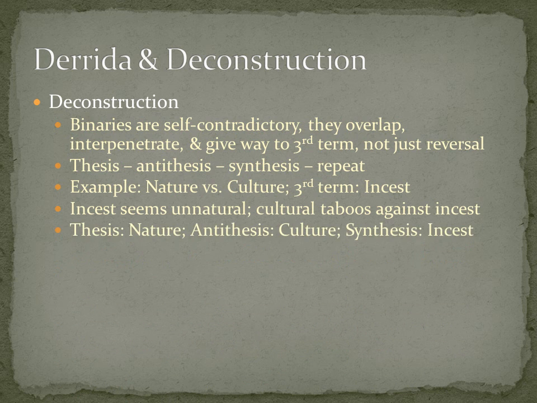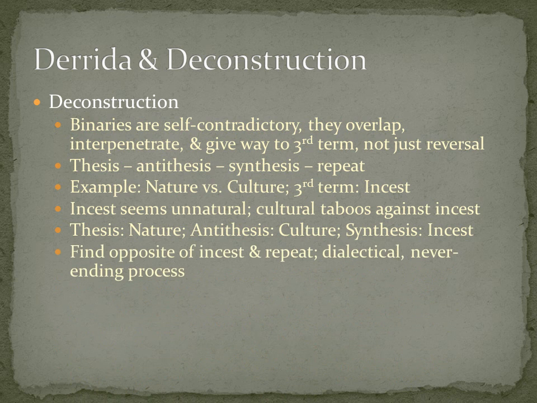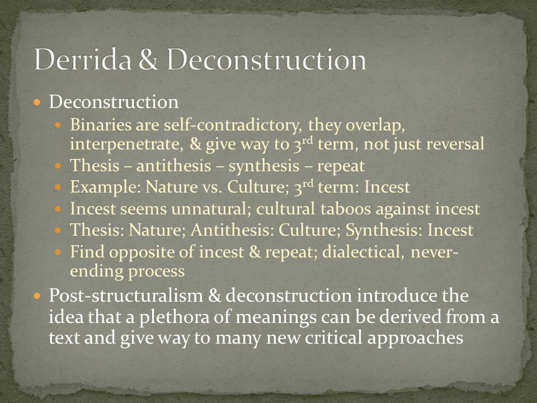So, thesis is nature, antithesis is culture, and synthesis is incest. Then eventually you would have the opposite of incest, the synthesis there, and the third term, and then the antithesis to that third term, and so on and so forth. We use the term dialectic to describe this process of thesis, antithesis, synthesis, repeat. So, since the process is never ending, like I said, deconstruction opens the door for all kinds of different critical schools of thought to emerge.